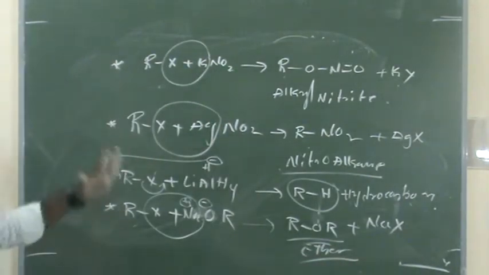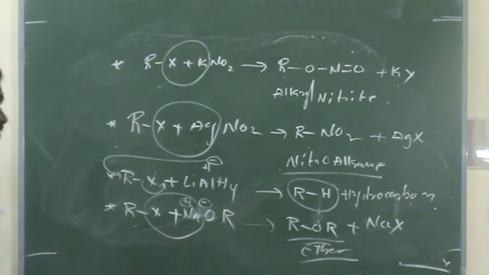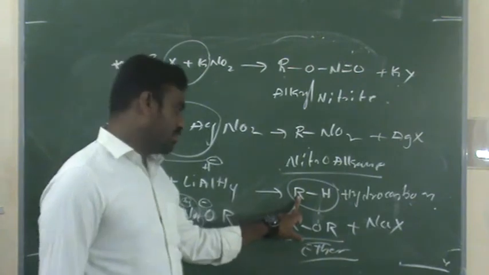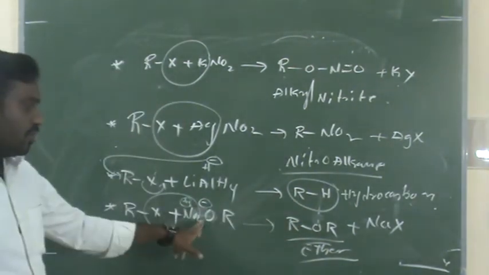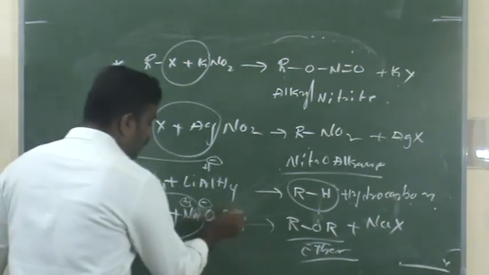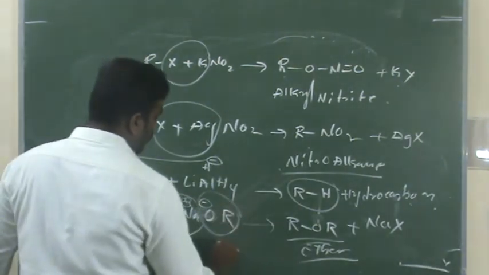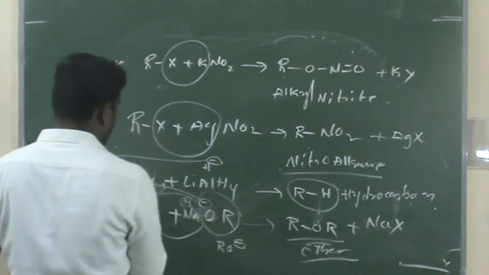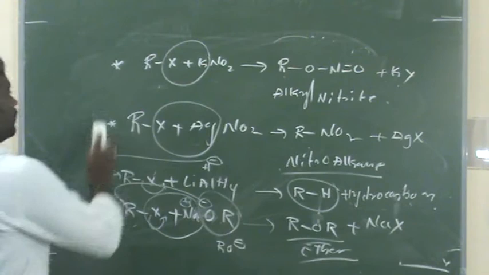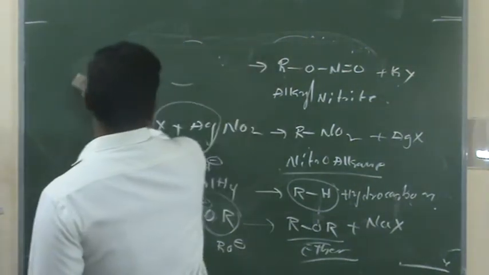So these are the many nucleophilic substitution reactions. When RX is reacted with lithium aluminum hydride, we are getting hydrocarbon as a product. When RX is reacted with sodium alkoxide, we are getting ether as a product. Here, what is the nucleophile? The nucleophile is RO-. This RO- comes and attacks here, and this X goes away. These are some other nucleophilic substitution reactions.